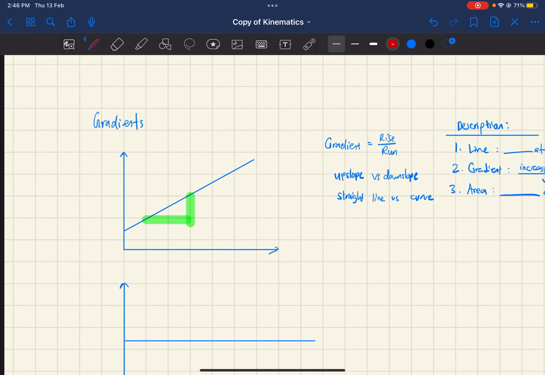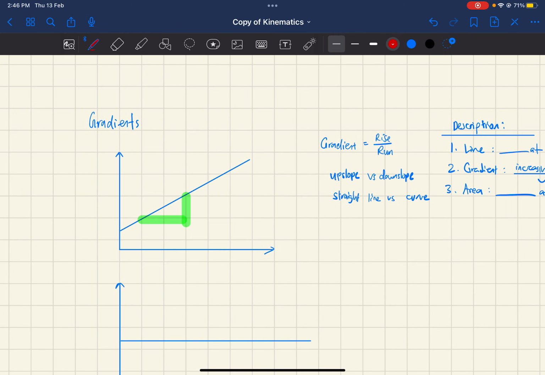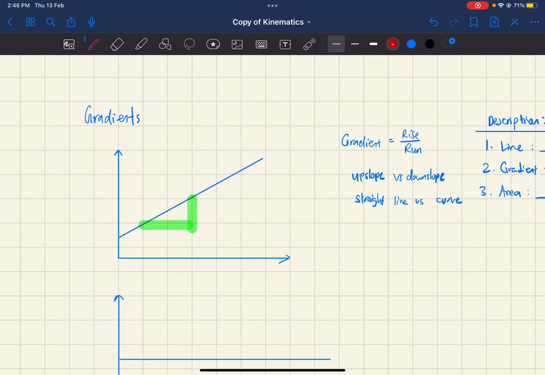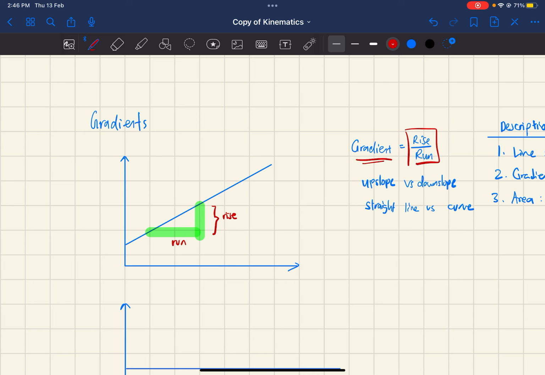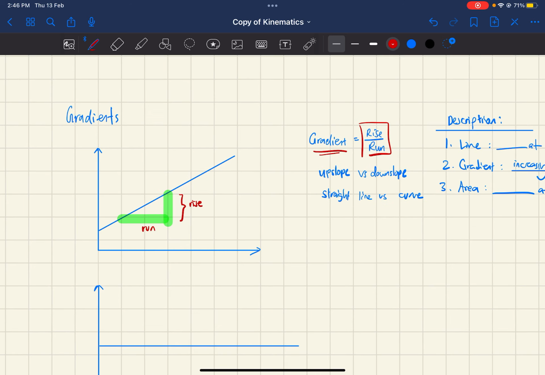Next one. This portion I'll be covering with you is your gradient. For your gradient, you learned it in Sec 2 as well as Sec 3. Your gradient is rise over run. For your gradient, there are a few things you need to consider. You need to consider whether your gradient is upslope or downslope. If it's upslope, your gradient is positive. If it's downslope, your gradient is negative.